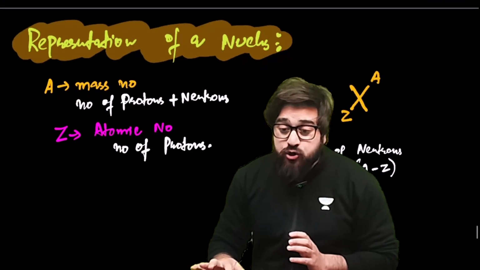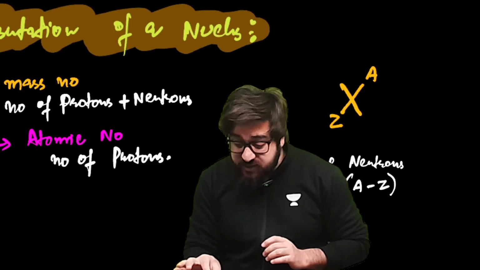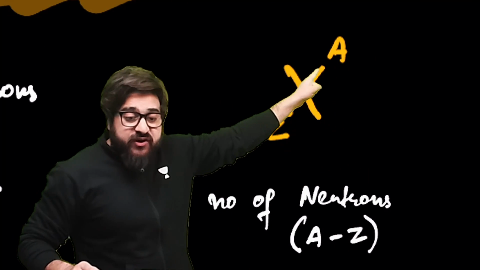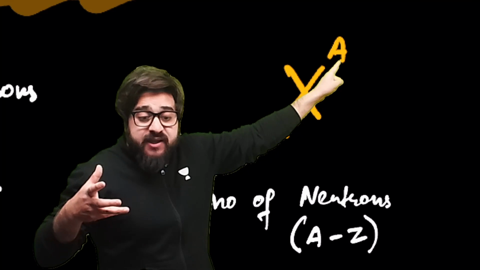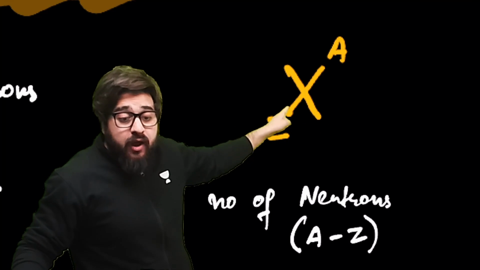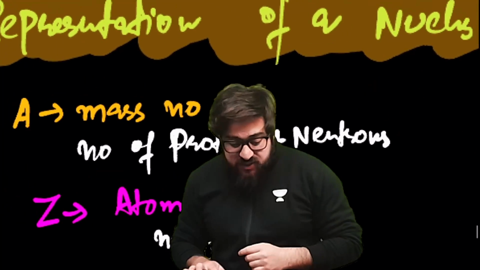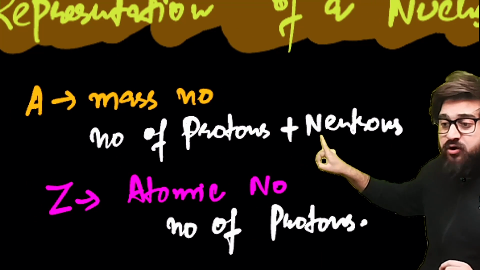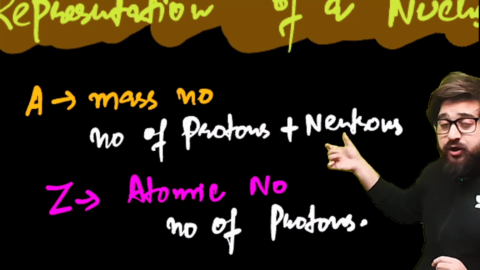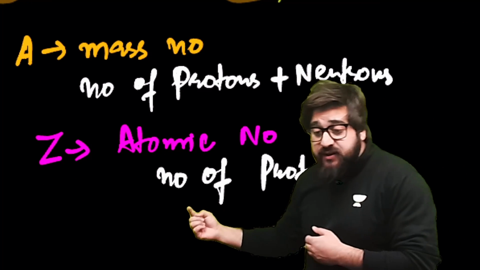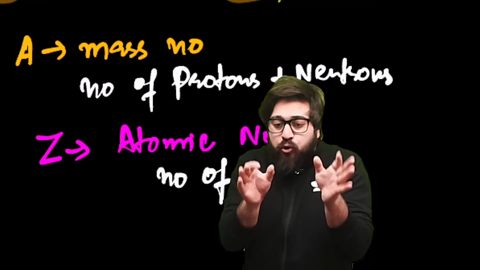And representation of nucleus. How do we represent the nucleus? Let's suppose we have a nucleus X. At the top of it, we write A. A means mass number, and then we write Z. Z means atomic number. What does mass number mean? Mass number means number of protons plus number of neutrons, that is, number of nucleons. And Z means atomic number. What does atomic number mean? Atomic number means number of protons only.